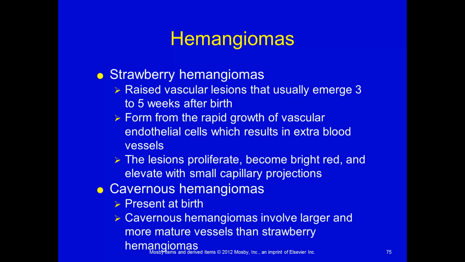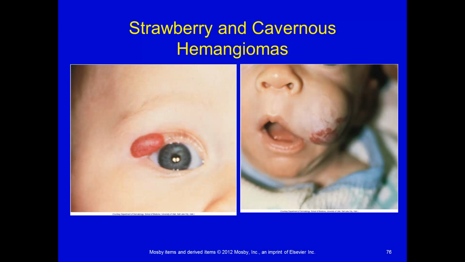And I'll actually skip forward here and show you a picture so you can see it as I'm talking. This one on the left is a great picture of a strawberry hemangioma. You'll see this one on the eyelid. Sometimes you can see these on the head, actually anywhere on the body.